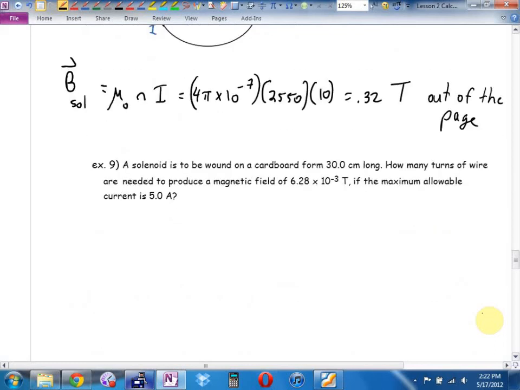Example 9. Suppose you're a factory that's making solenoids for cars or whatever. It's to be wound on a cardboard form 30 centimeters long. How many turns of wire are needed if I know that I need a magnetic field of 6.28 times 10 to the negative 3 Teslas, and I know that the max that my wires can handle is 5 amps before they melt? And now you're actually customizing your factory building of the solenoid. We're talking about the magnetic field of a solenoid, which is mu naught n I over L. I know to use that because they didn't start talking about turns per meter. They gave me the total number of turns and the total length.